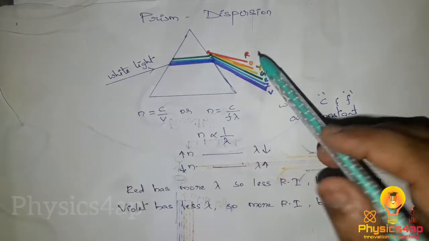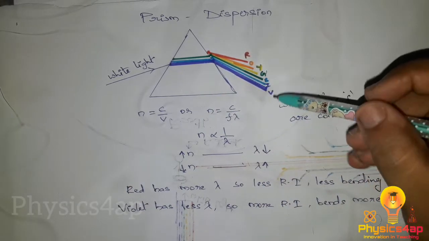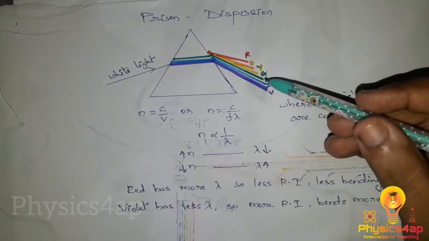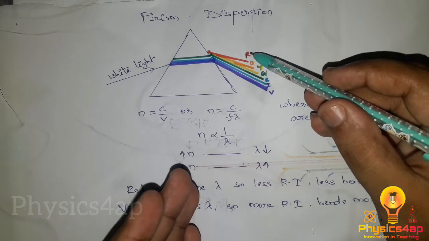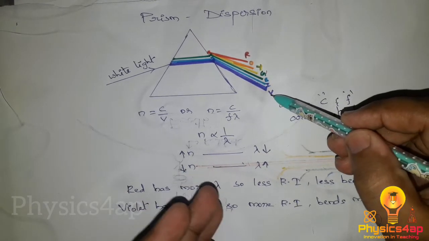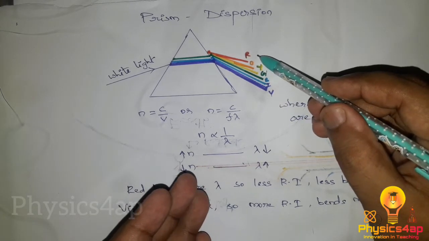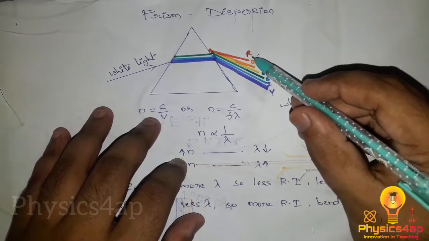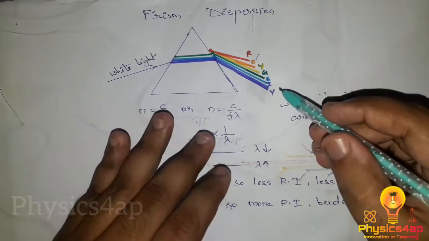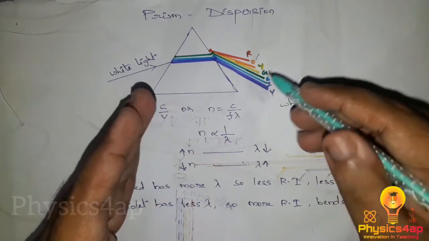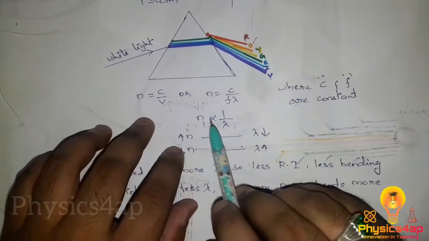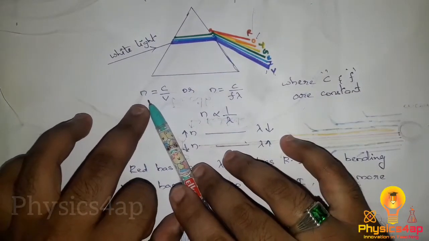So if you see in the prism, we have several colors: violet, indigo, blue, green, yellow, orange and red. As you can see, violet is bending more when compared to red. So I have a question here: why does violet bend more when compared to red? Why does violet have more bending property than the red light? For that we have the reason, the refractive index.